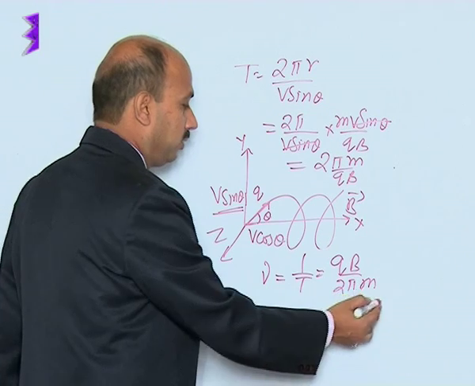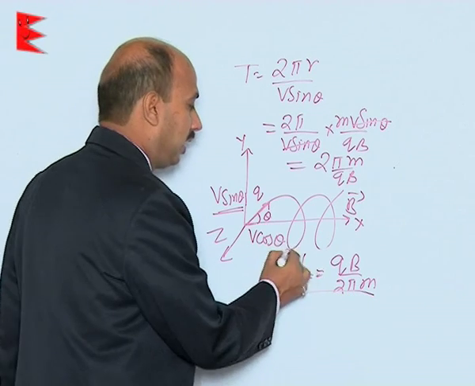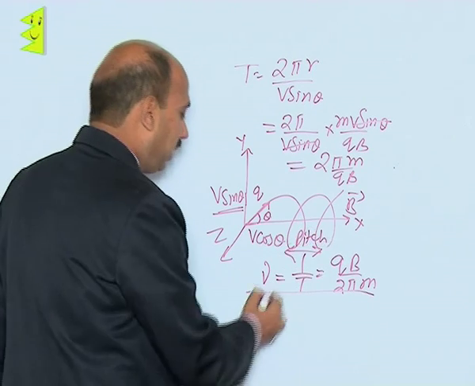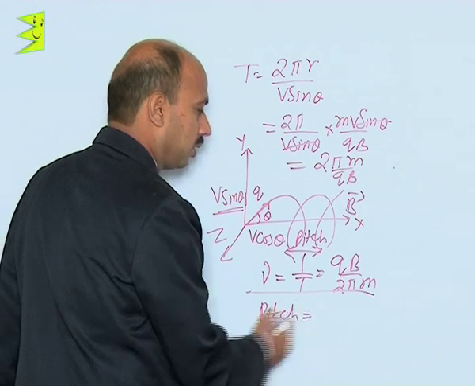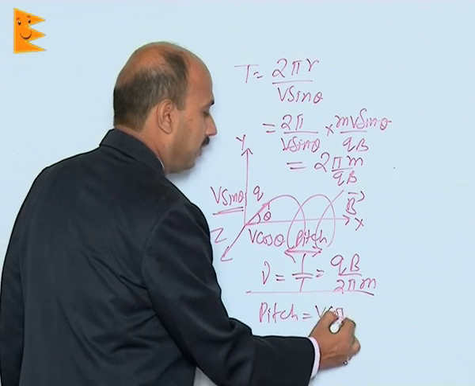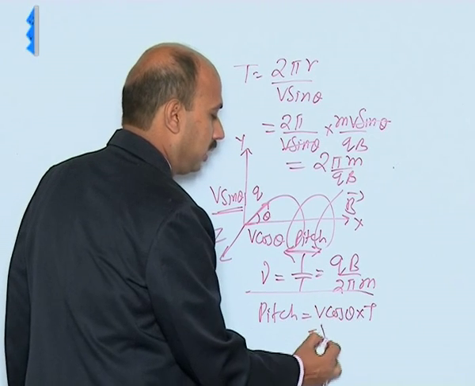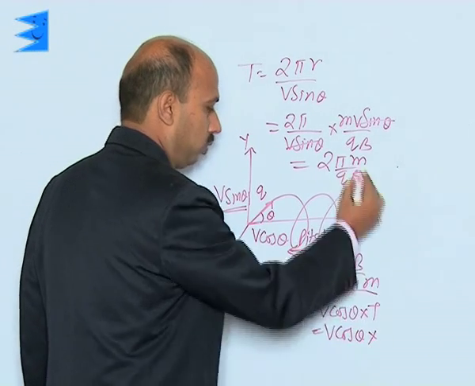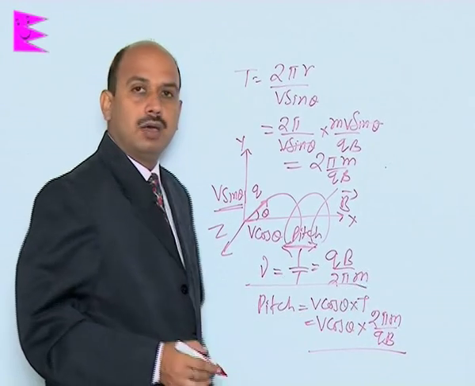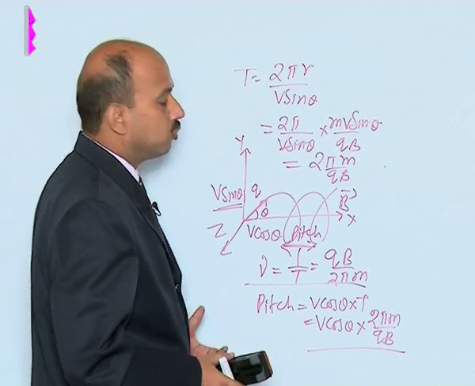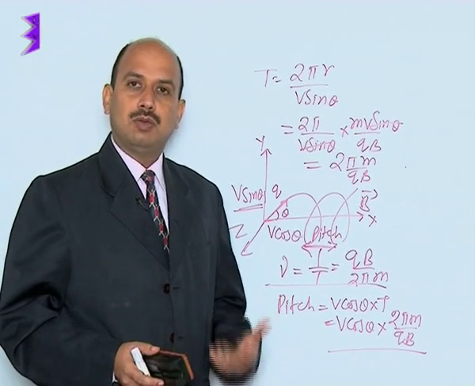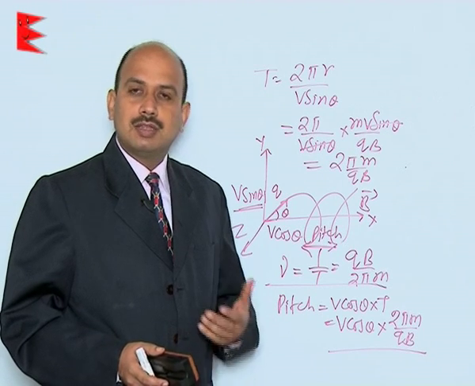After this frequency, we can also write the distance called the pitch. This is the horizontal distance travelled because of v cos theta. So, we can write v cos theta into time period, that is v cos theta into 2 pi m upon qB. So, this is about the pitch. These are the motions of the charged particle in magnetic field in both cases, when the charged particle is projected perpendicular to the magnetic field or projected at an angle theta with the magnetic field.